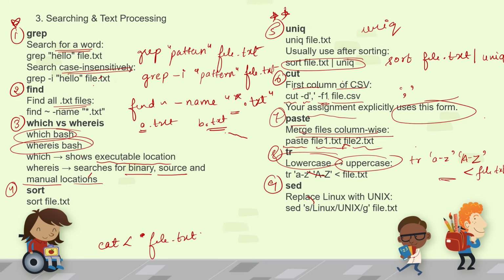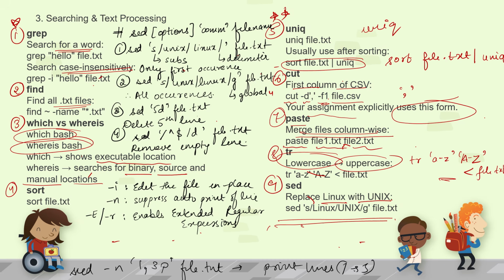The sed command is used to replace Linux with Unix. So this is how you apply the sed command: sed 's/linux/unix/g' file.txt.